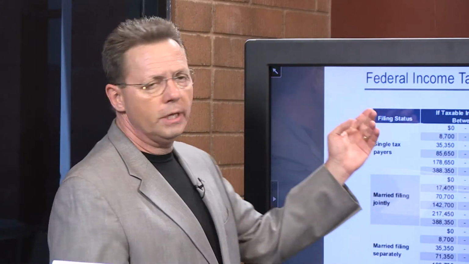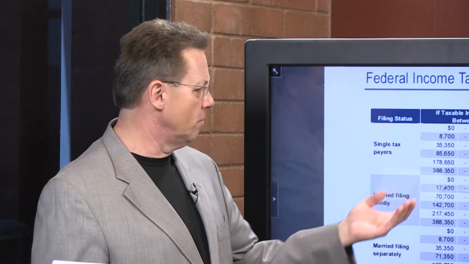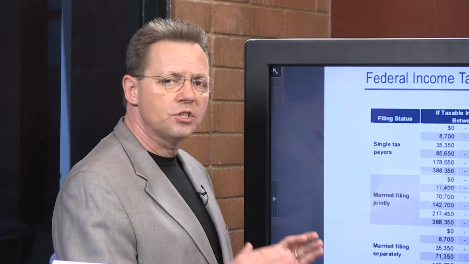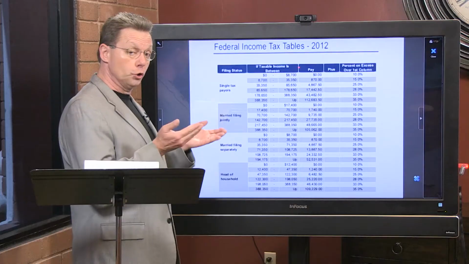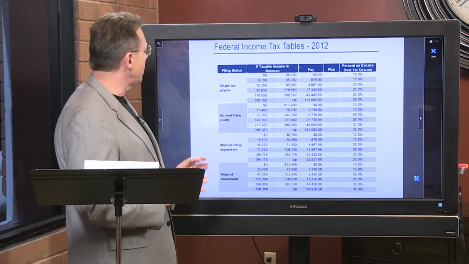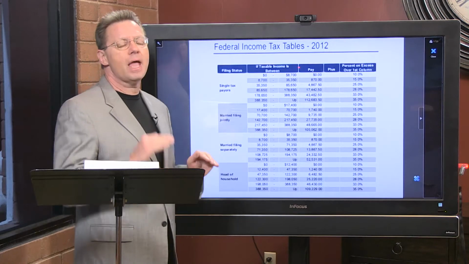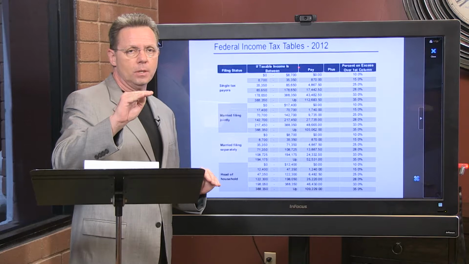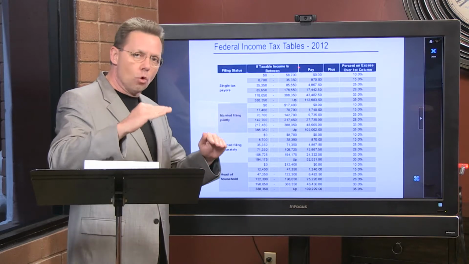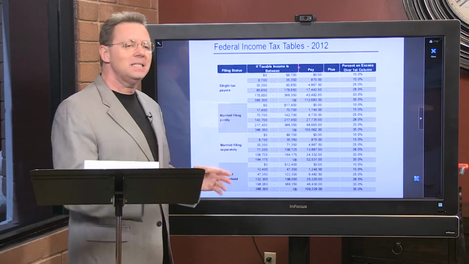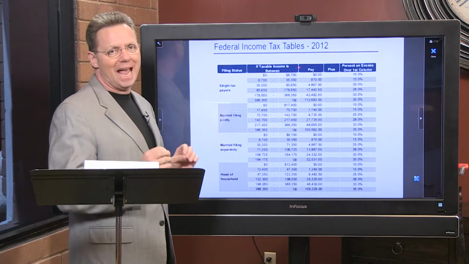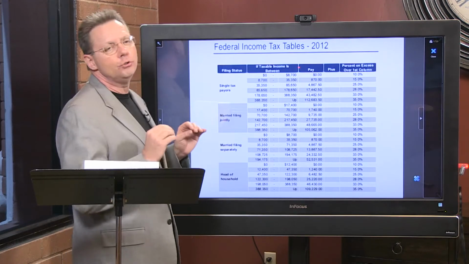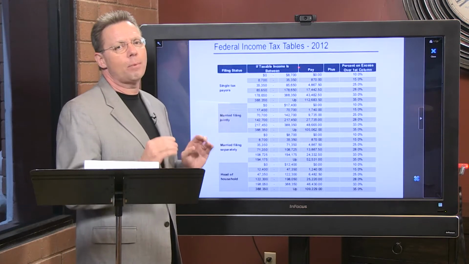Here we have the federal income tax tables for 2012. It really does a great job in this spreadsheet, or this grid, of explaining the tax brackets. We have a progressive tax system where the more you make, the more taxes you have to pay. But it's a blended marginal tax bracket, so you have to do your math a little bit to find out what bracket you're in.